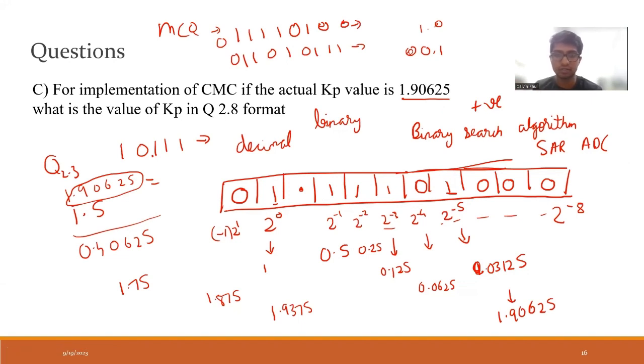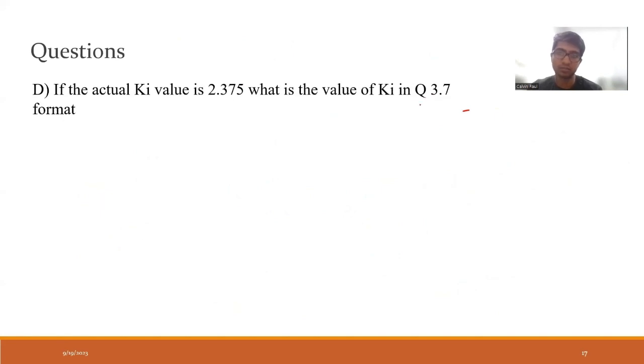So then similarly, we have another question. KI is 2.375. So in Q3.7 format, what will it be then? That is a similar question, so I'll leave it up to you guys to do it.